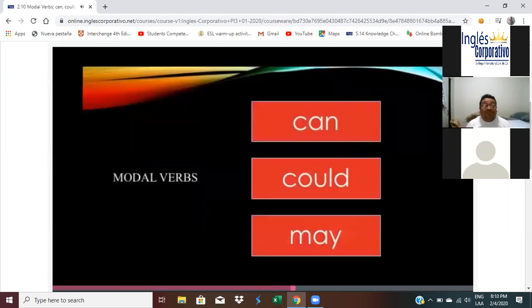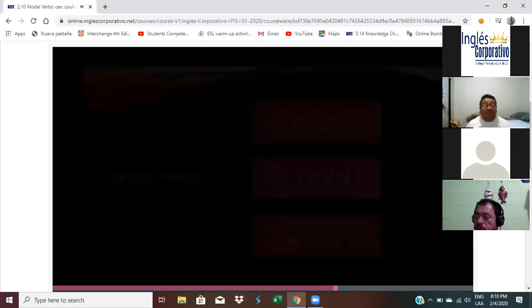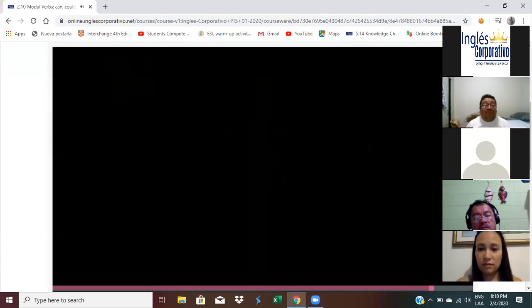In this case, can, could, and may are being used in question form to suggest or give advice. This is how we use them. Modal verb plus subject plus verb have plus complement plus question mark. Can I have eye drops? May I have an ointment? Could I have some aspirins?